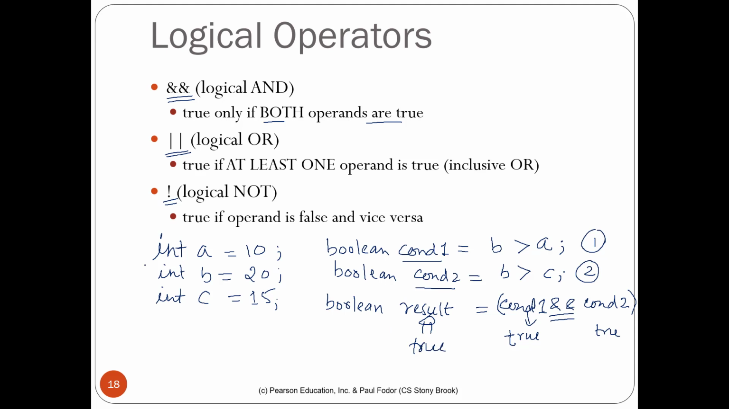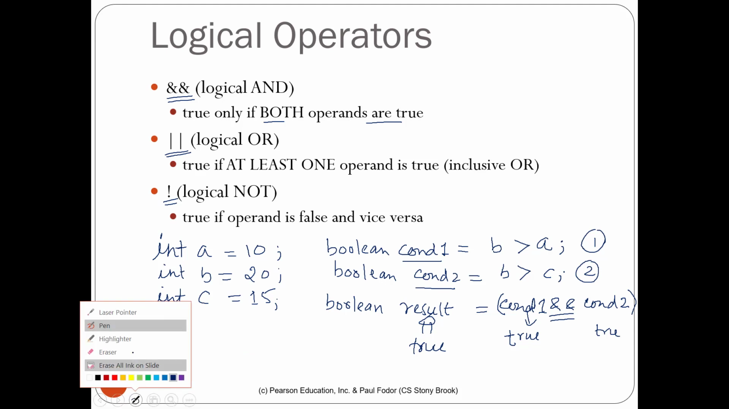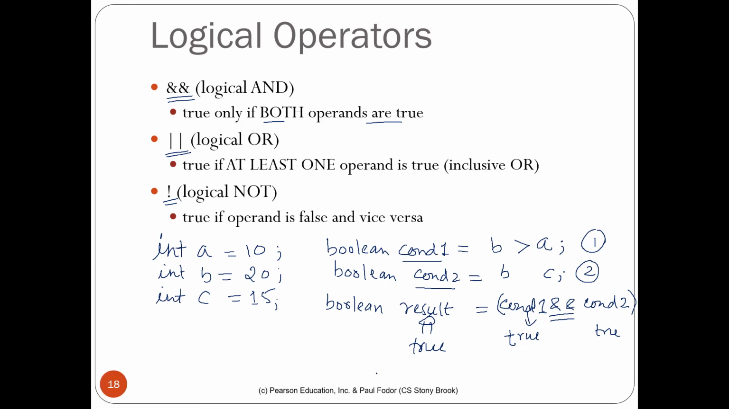Alright, and if I somehow change this condition, in place of b is greater than c, if I change that to b is less than c, condition 1 will remain true, b is greater than a. But in this case b is less than c? b is 20, c is 15, b is not less than c. So condition 2 will become false. And when one is true and the other one is false, then the result is false. So for an AND operation, both the operands should be true.